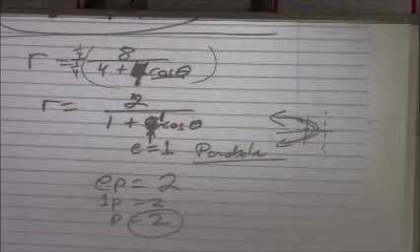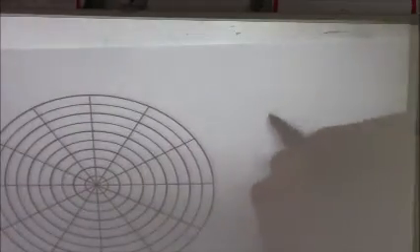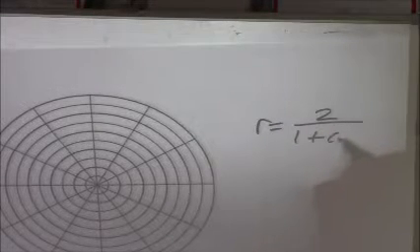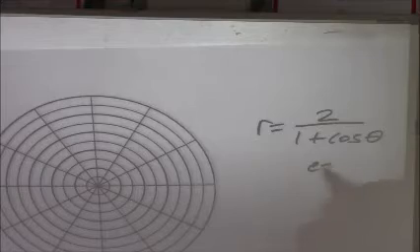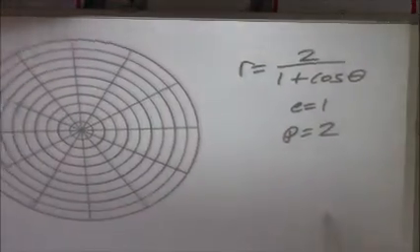For that, we're going to need a polar graph. Go ahead and grab one of the ones I gave you, please. I ran out of them, so I'll leave my own. I'm going to do this one as r equals 2 over 1 plus cosine theta, e equals 1, P equals 2.